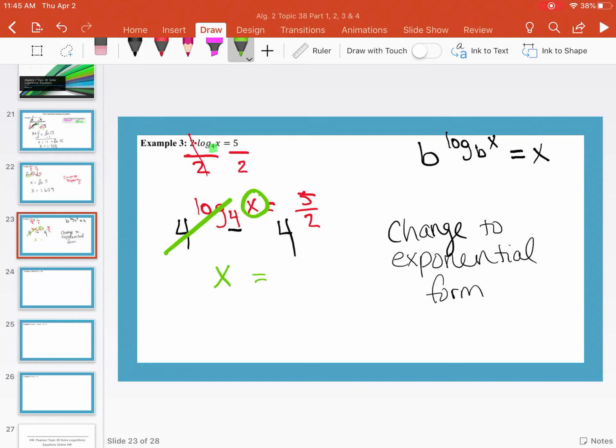On the right-hand side, I'll be left with 4 to the 5/2. Now, instead of plugging this into your calculator, we can actually do this because we are dealing with rational exponents. So this is equivalent to x equals the square root of 4 raised to the 5th power, because square root has root of 2. So now we can simplify this using PEMDAS. The square root of 4 is 2. So this is 2 to the 5th power, which is the same thing as 32.